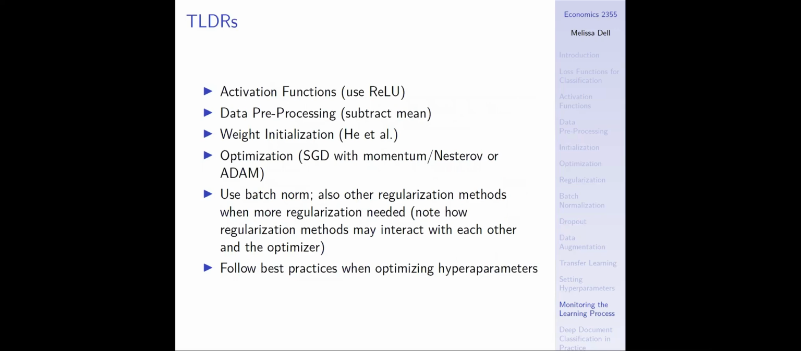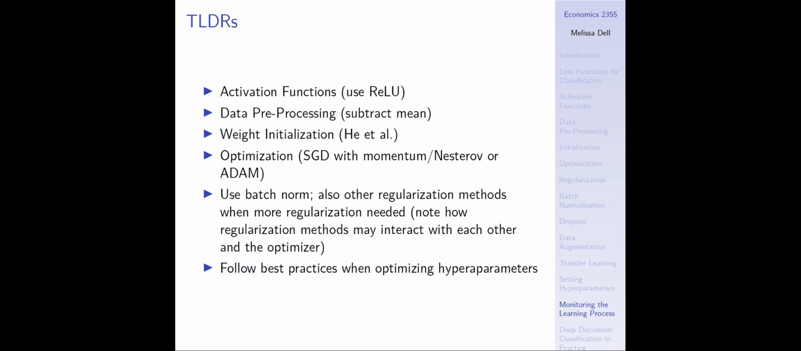Okay, so just to sum up: for activation functions, use ReLU. For data pre-processing, you just need to subtract the mean of each channel. To initialize your weights, use He et al., or else start with pre-trained weights. For optimization, you probably want to use SGD with momentum / Nesterov, which is similar, or Adam. There's an entire big literature on which is better. I think in general, Adam tends to do better, but that's not necessarily been true in ConvNets.